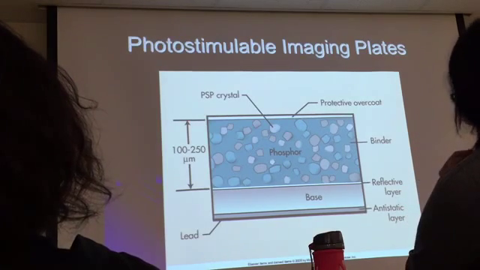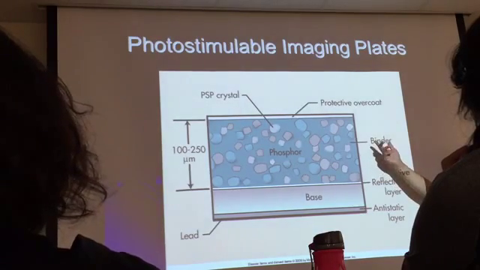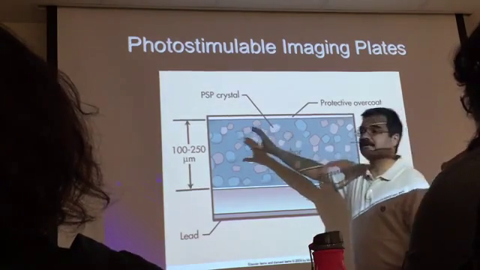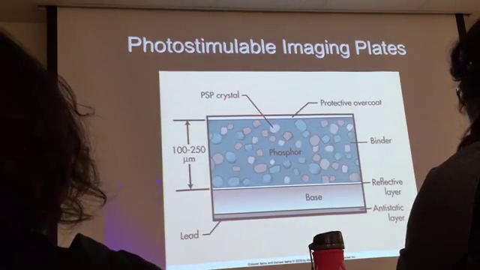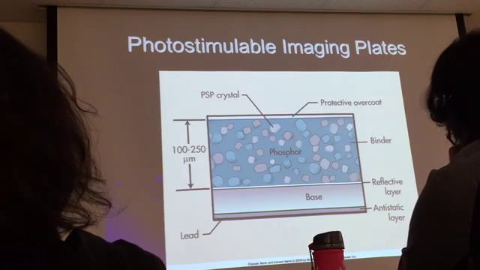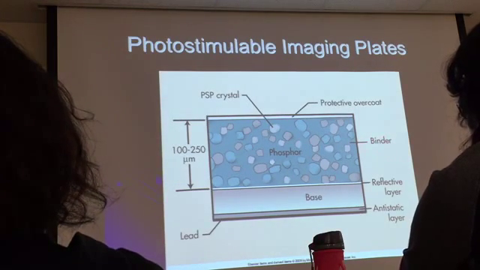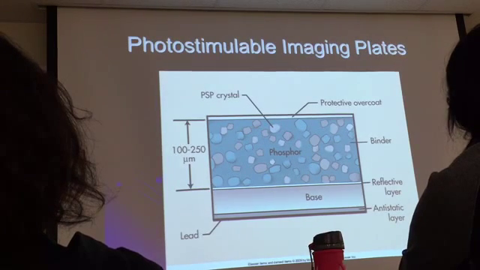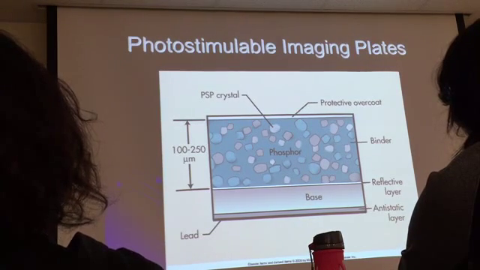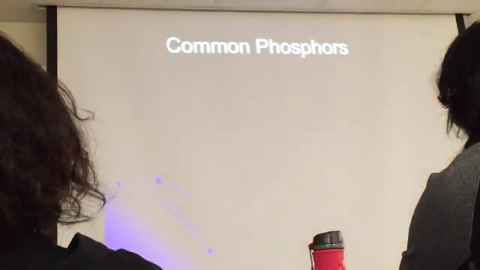It's smaller than the base you had with intensifying screens. Remember that one will be up to about 250, so about the same size as the base, but this is the actual phosphor screen. And here you have the PSP crystals. These are the actual crystals that will emit light eventually. You have a binder. They call this the substance that maintains the crystals floating within it. Base again, the static layer, reflective layers. We'll talk about all of them.